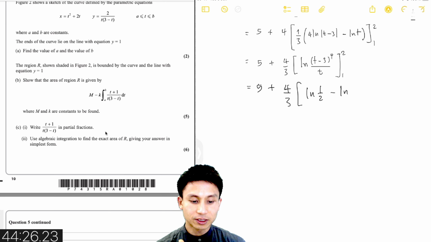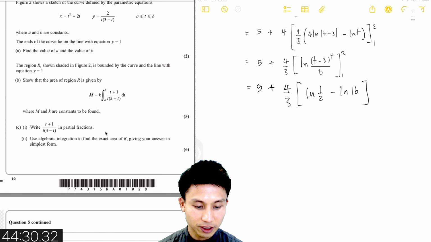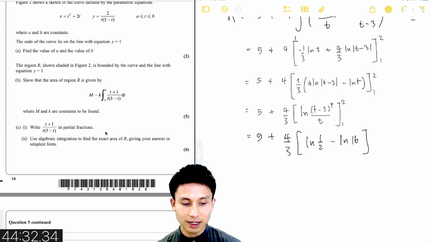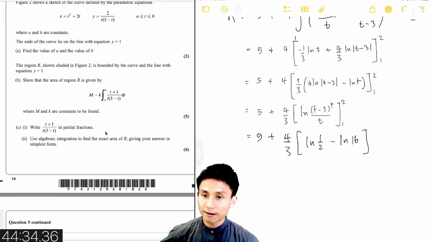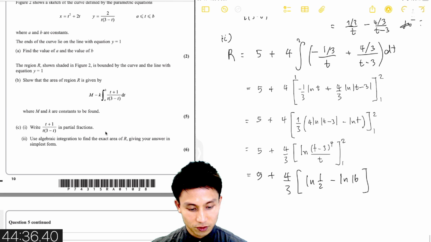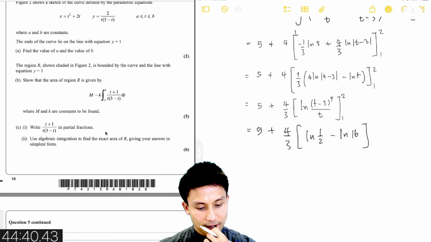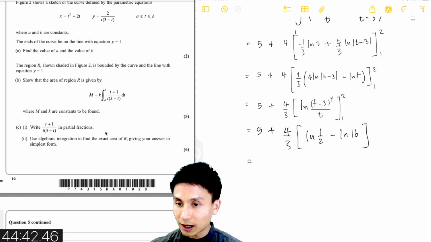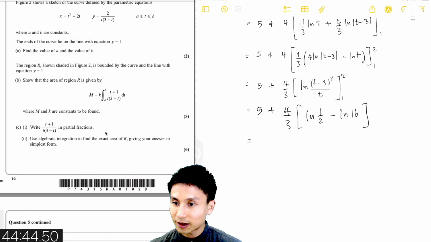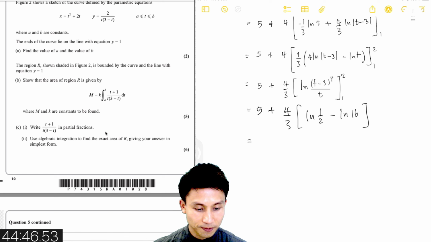2 to the 4 is 16. 16 over 1 is ln 16. Wow, okay. I get a minus sign here somehow. Right, so let's see. Yeah, let's actually calculate that, but this is the exact area in simplest form.